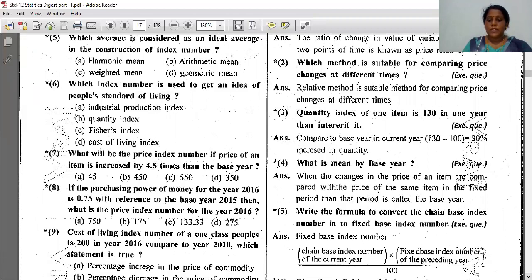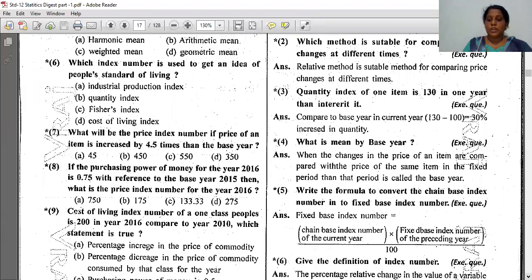Now, fifth one is write the formula to convert the chain base index number into fixed base index number. So the formula is: fixed base index number is equal to chain base index number of the current year into fixed base index number of the preceding year divided by 100.